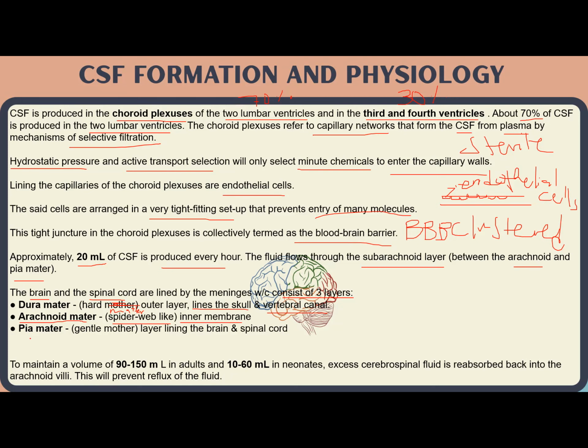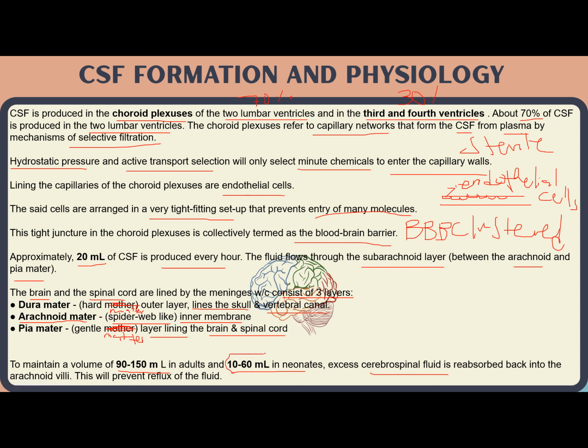Then you have your pia matter or the gentle matter. The pia matter, or the gentle matter, is the layer lining the brain and the spinal cord. Now, to maintain a volume of 90 to 150 mL in adults and 10 to 60 mL in neonates, excess CSF, class, is reabsorbed back into the arachnoid villi. This would prevent reflux of the fluid. So, the volume of your CSF, class, in adults would be around 90 to 150 mL.